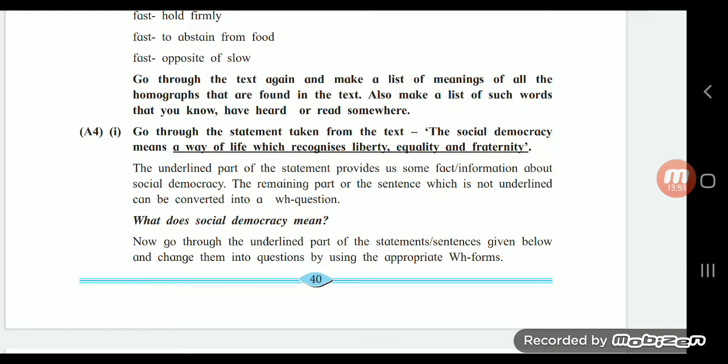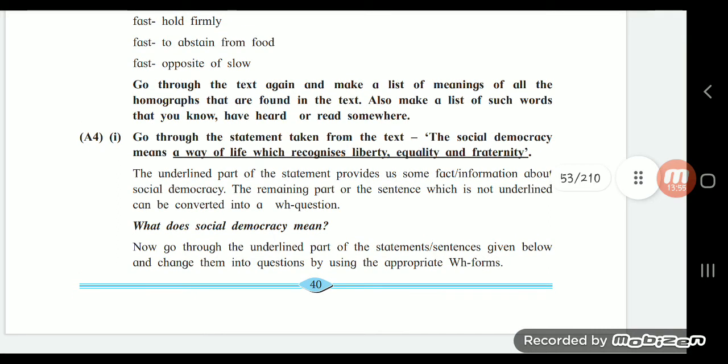The remaining part of the sentence which is not underlined can be converted into a WH question. Okay, so even in your exam you can expect a question like this, that there will be a sentence and one part of that statement will be underlined. So your question will be like: form a WH question to get the underlined part as your answer.